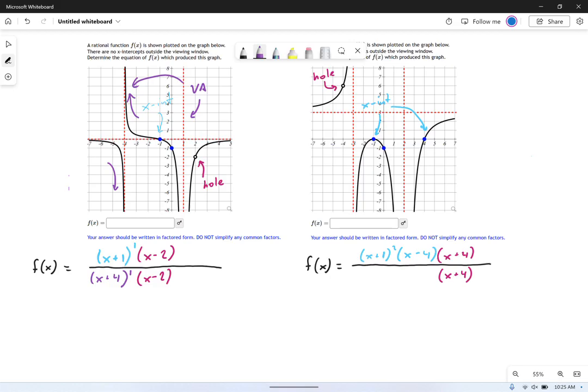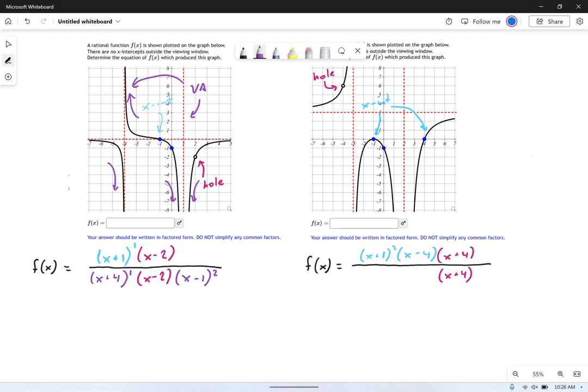Whereas this one over here, if you look at this vertical asymptote on the right, so I have to put it on this side of the hole, x minus 1. That is an even asymptote because the function is going in the same direction on both sides, and that creates a squared situation on that factor.